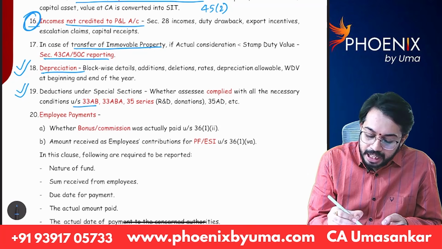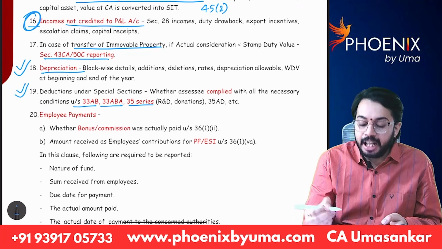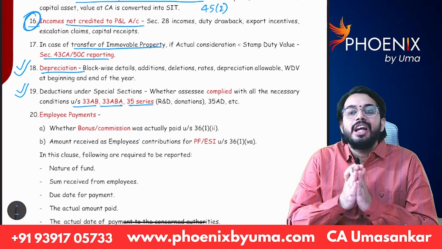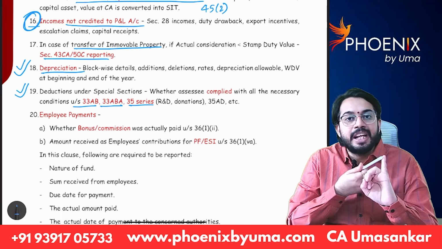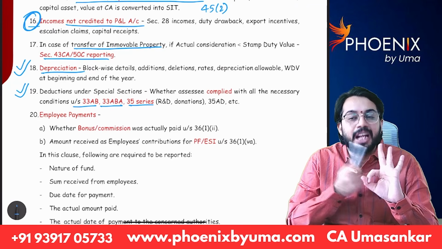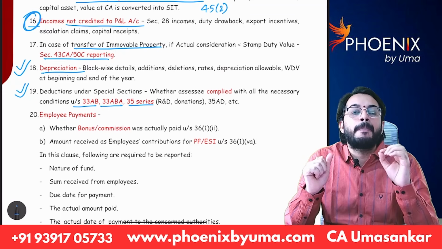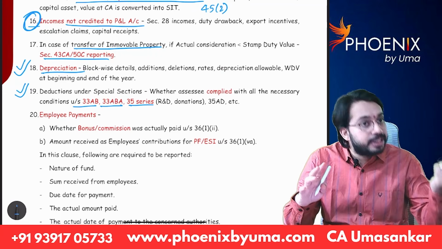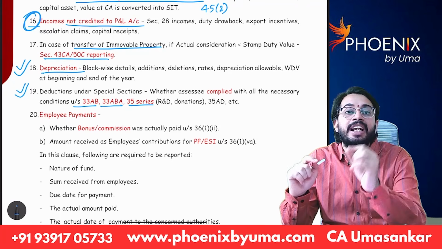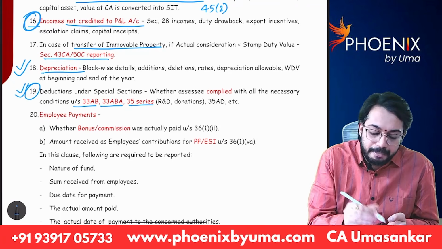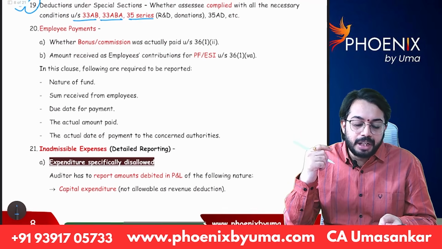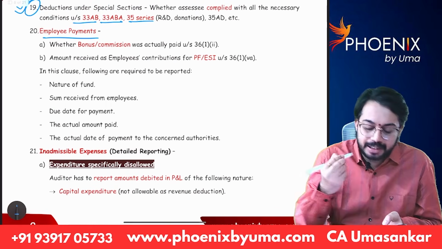Deductions under section 33AB, 33ABA, 35. We have discussed section 35, scientific research. So, if any deduction is claimed under 33AB, 33ABA, 35, whether the deduction is properly calculated and properly claimed or not, the auditor has to verify and write his observation in question number 19. Okay. Next, question number 20, employee payments.